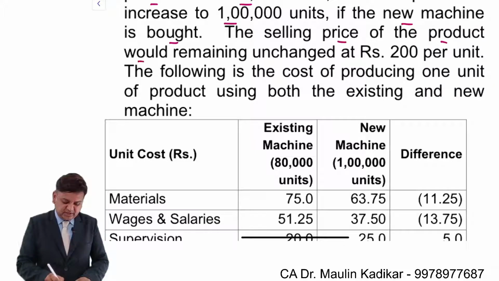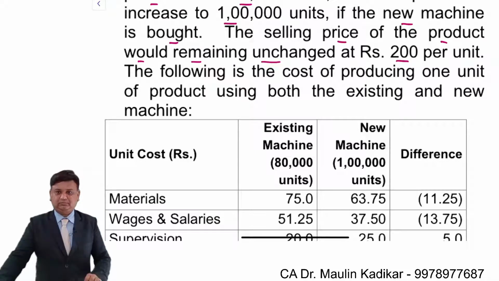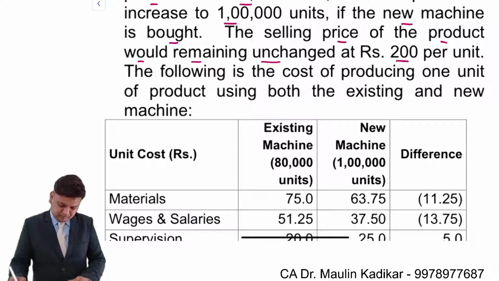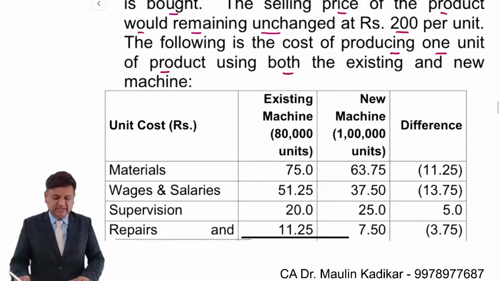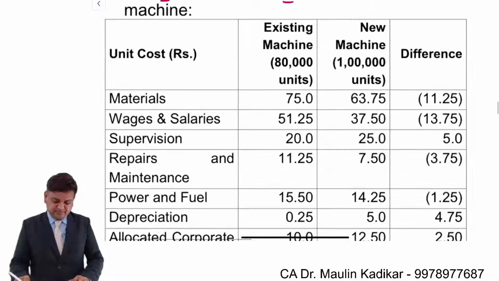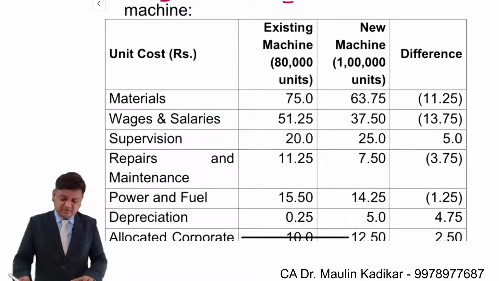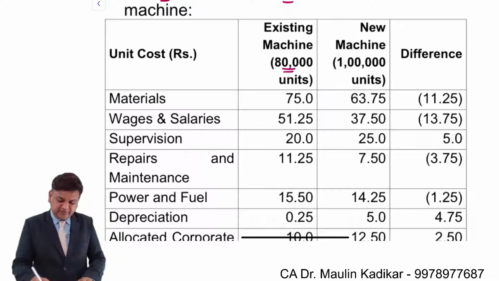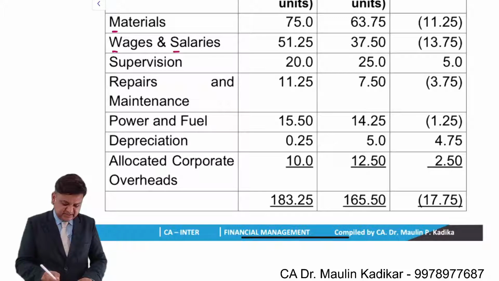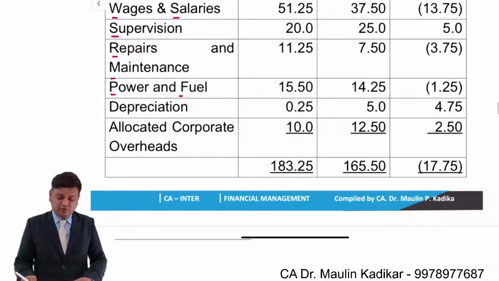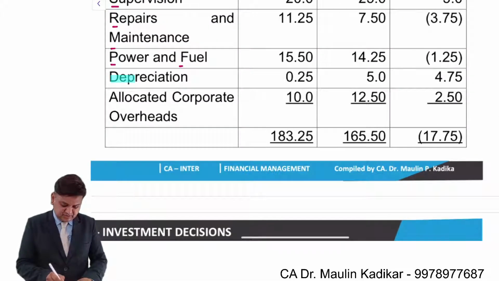The selling price of the product would remain unchanged at 200 rupees per unit. The following is the cost of producing one unit of product using both existing and the new machinery. For existing machinery the information is given, and for new machinery the information is given: material, wages and salaries, supervision, repairs, maintenance, power and fuel, depreciation, and allocated corporate overhead.